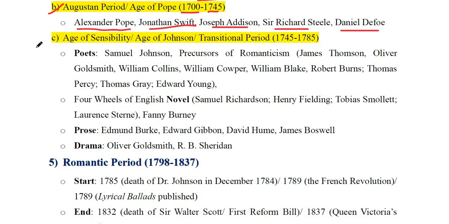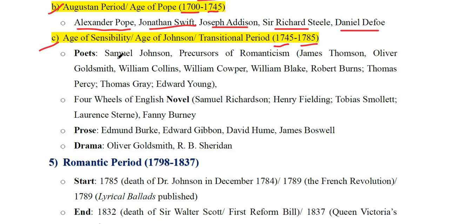Then next, the third category of the Neoclassical period, we have the Age of Sensibility, which is also known as the Age of Johnson or Transitional period. So at this time there was a transition from the Neoclassical, the classical concepts, to Romantic ideas. So there was a kind of transition, and it extends from 1745 to 1785.